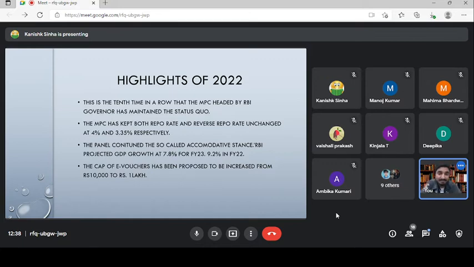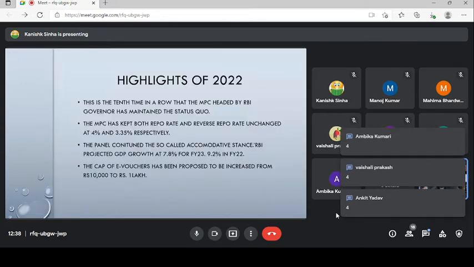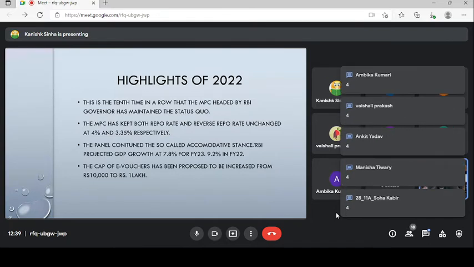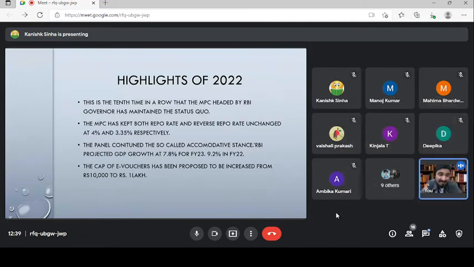So the MPC has continued the so-called... Ganesh, move to the previous slide. The panel has continued the so-called accommodative stand. What is the accommodative stand, guys? Here, what is the meaning of accommodative stand? During the last 2 years, the central government and the RBI have decided that they will have an accommodative stand. What is accommodative stand? That they will be giving a lot of money supply in the market so that the economic growth of our country will continue. Go and see the next point.